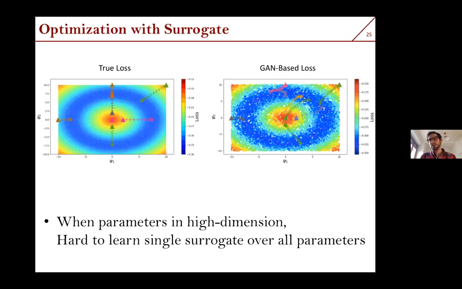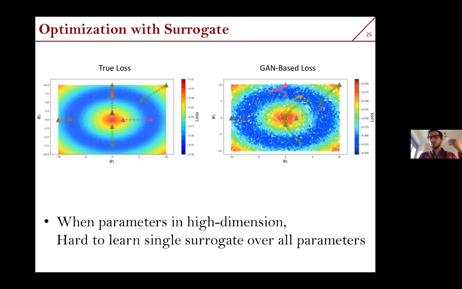But it turns out scaling this to high dimensions is quite challenging. The reason for this is when you have many, many parameters, it's very hard to learn simultaneously over all parameters not only a very good generative model, but also very good gradients. If we didn't sample enough points in important regions of the parameter space, we may be completely interpolating with the generative model. That's not going to be great. So learning in high dimensions all at once didn't really work so well for us.